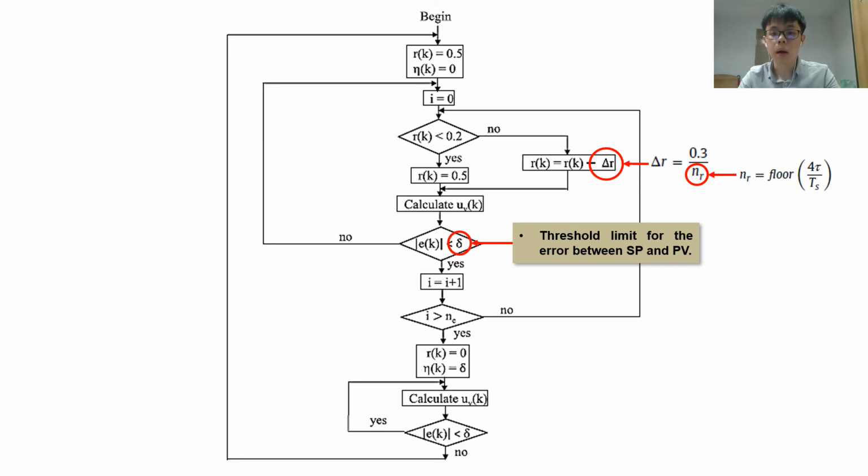In order to stop the pulse, the amplitude of the ramp, which is RK, will be set to 0, and the eta symbol, which represents the deadband for the integral actions of the PI controller, will be set to delta. This action is required to prevent the integral actions of the controller from bringing the oscillations back. If the error is greater than the limits, the amplitude of the pulse will remain at 0.5 and the deadband integral action eta will be set to 0.